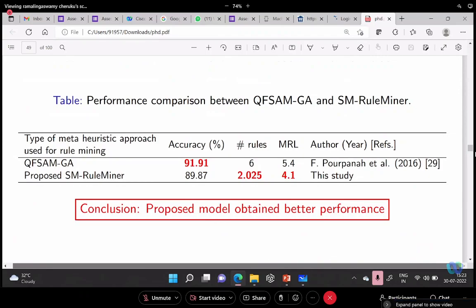Of course, there is another algorithm proposed using a genetic algorithm. Even though their accuracy is good, they fail on the other two parameters, the number of rules and the mean rule length. There is nearly a 2% difference in accuracy, but on the other parameters this spider monkey algorithm is performing better.